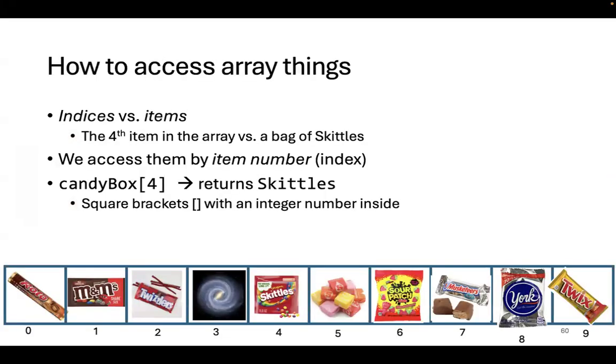This is more of the same. How we access array things is a matter of indices versus the actual items. So that's like accessing the Skittles by saying they're in the 4th box. And so to get the actual Skittles, you need to say candy box bracket 4.